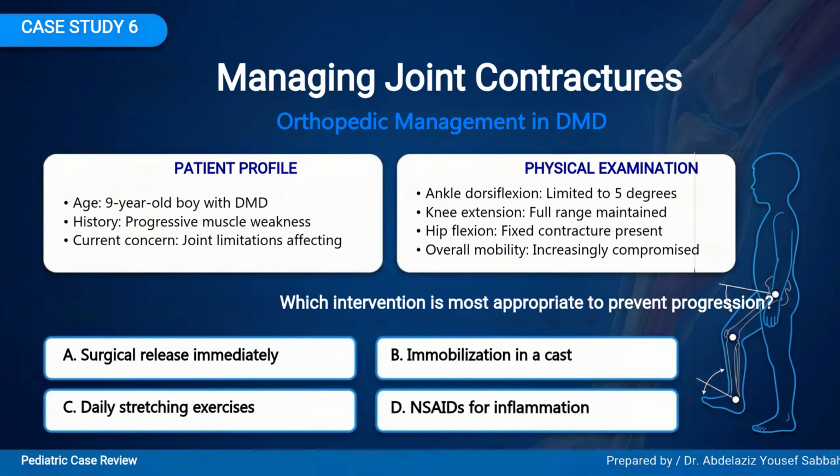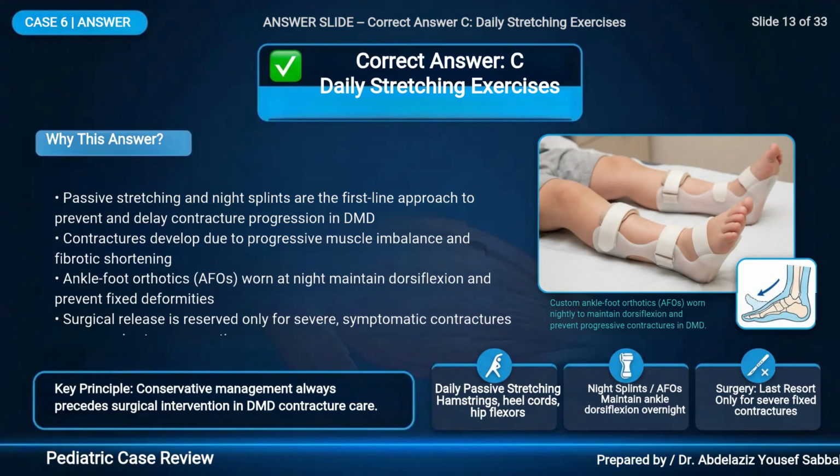Option A, surgical release immediately. Option B, immobilization in a cast. Option C, daily stretching exercises. Option D, non-steroidal anti-inflammatory drugs for inflammation. The correct answer is option C, daily stretching exercises. Passive stretching and night splints are the first-line approach to prevent and delay contracture progression in Duchenne muscular dystrophy.